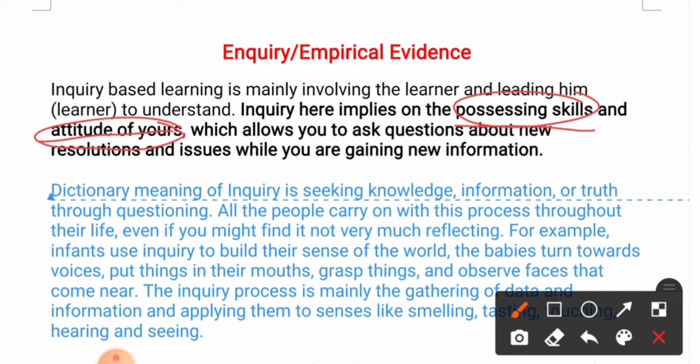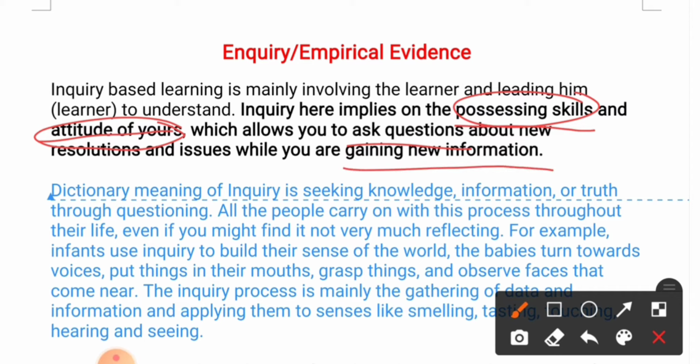Okay, so this is what inquiry actually is, which allows you to ask questions. Because of your skills and your ability to learn things, automatically questions arise in the mind of the learner, and this motivates a child to ask questions, and this is how it changes into inquiry based learning. So it's about the resolutions and the issues while you are gaining new information.